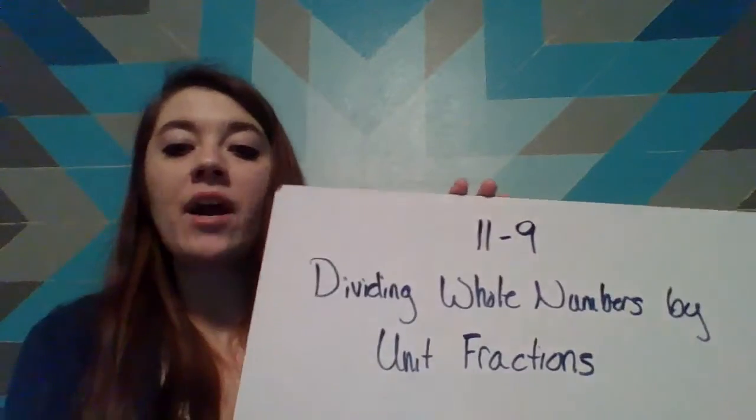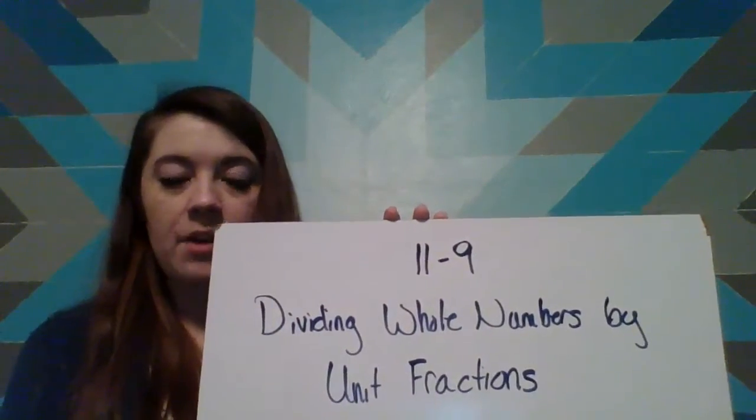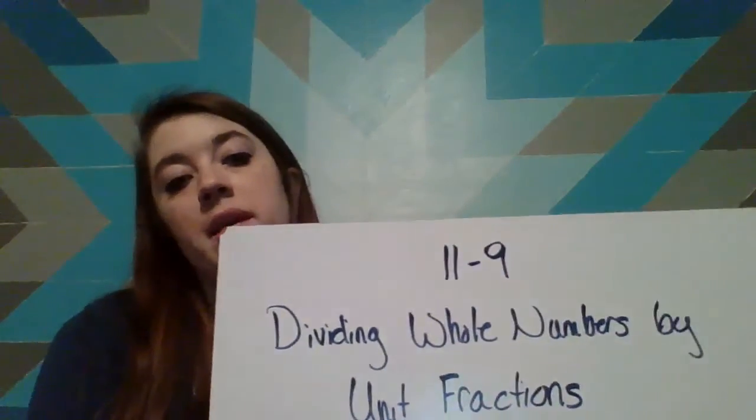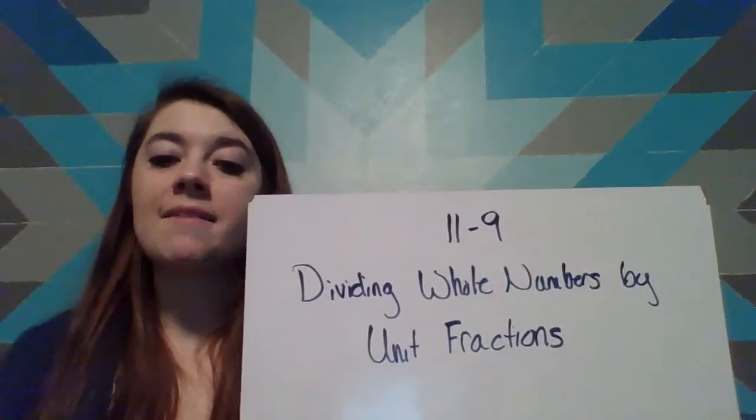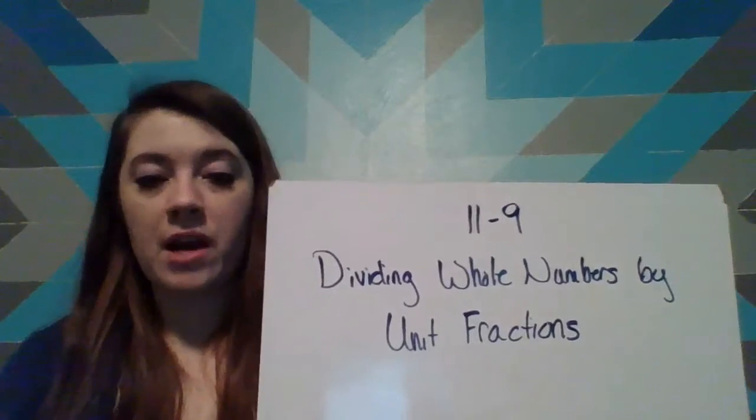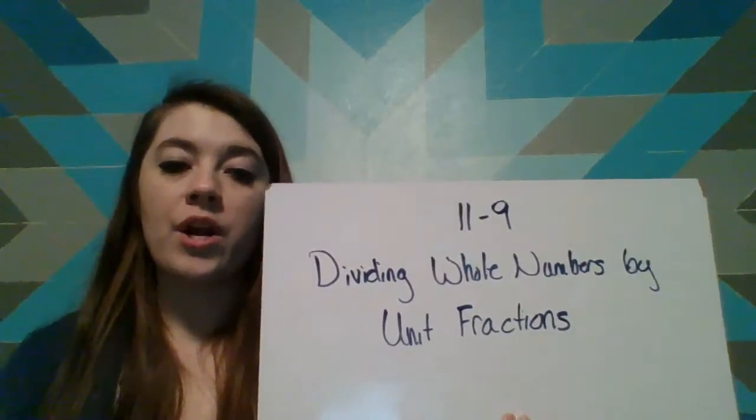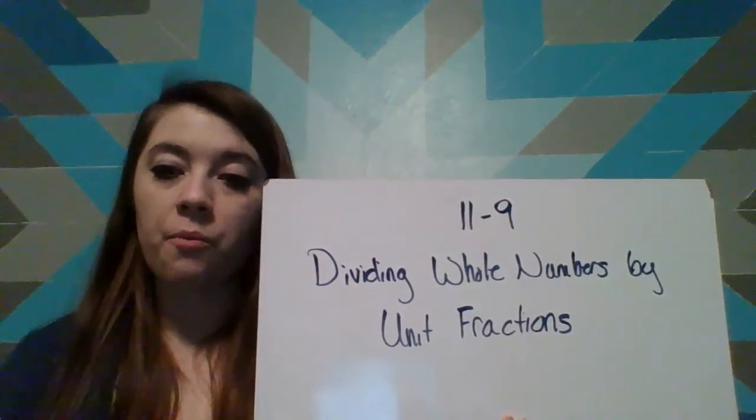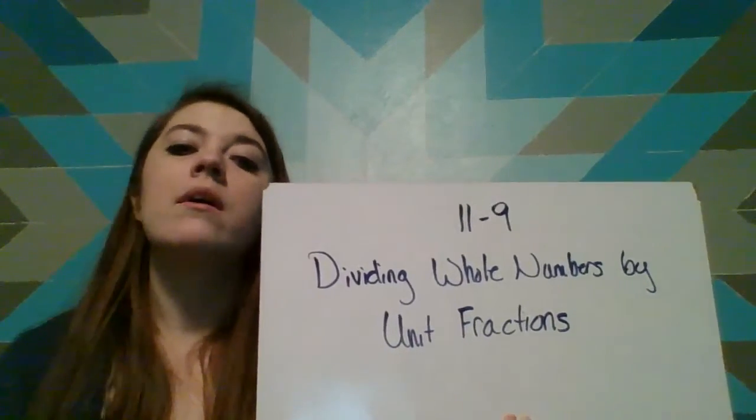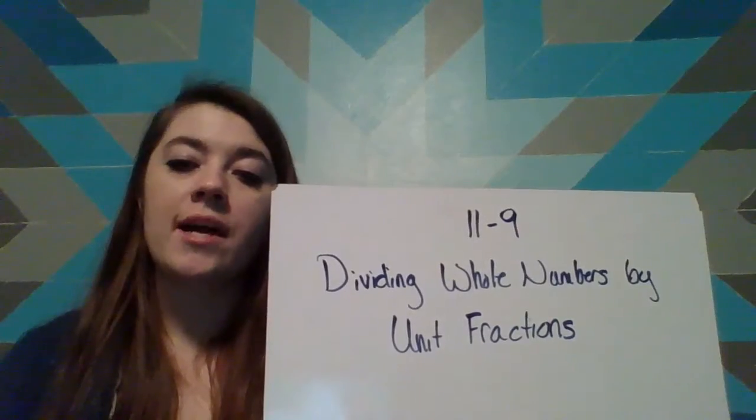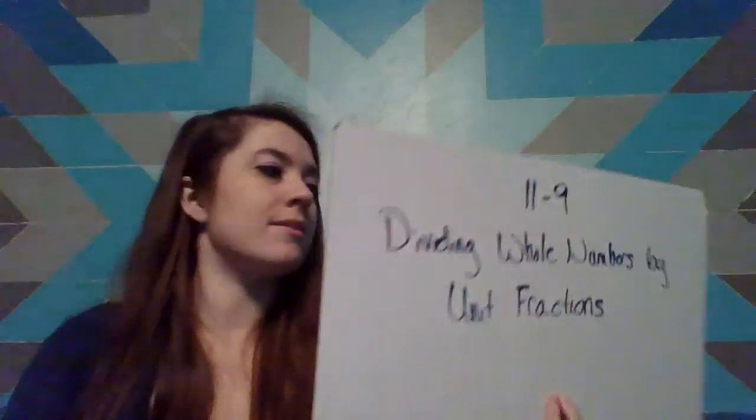11-9, and we are looking at dividing now. So all of last week and our previous lesson were all about multiplying. Now we're looking at dividing whole numbers by unit fractions, so 11-9. We are not currently looking at 11-8, so don't panic that we went from 11-7 to 11-9. We're skipping 11-8 for right now. So we are on 11-9, dividing whole numbers by unit fractions.